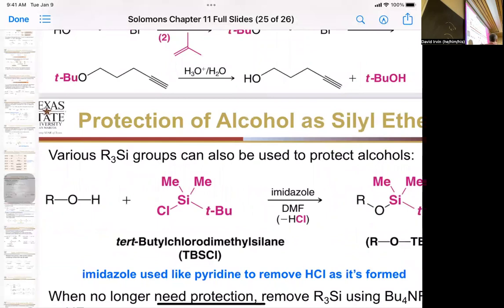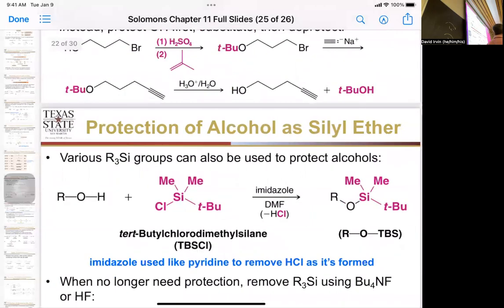Okay, so it can be trimethyl, but some people really like this dimethyl T-butyl because the T-butyl is a really big group that protects that silicon and that oxygen from reaction. So we are not going to have any SN2 reactions happening here. And so we use a base, imidazole, and we use a polar aprotic solvent, which is DMF, to encourage our SN2 reaction to form our silicon oxygen carbon bond.